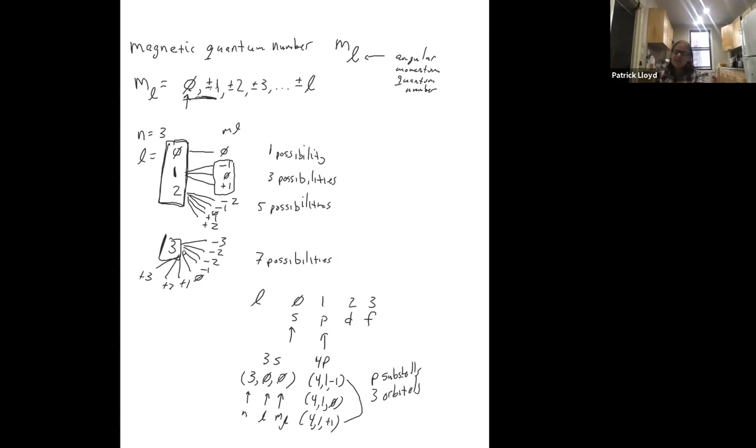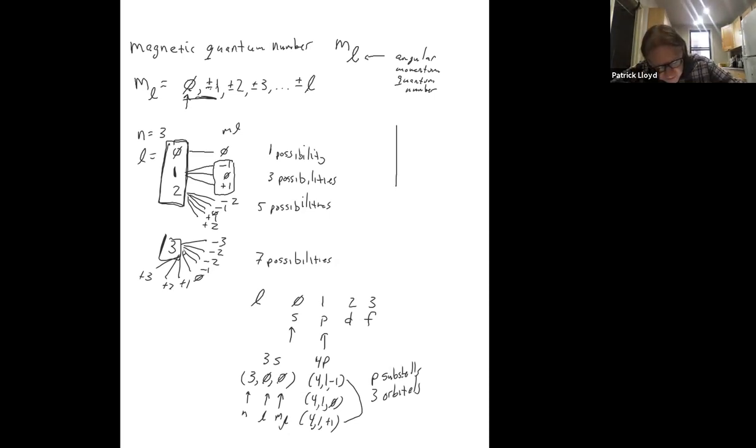Now, what does M sub L tell you? It says something about the behavior of the atom in a magnetic field, but more to the point, it tells you essentially the direction that the orbital is pointing. Okay, so it has to do with directionality of the orbital. So here's what happens for the p orbitals.